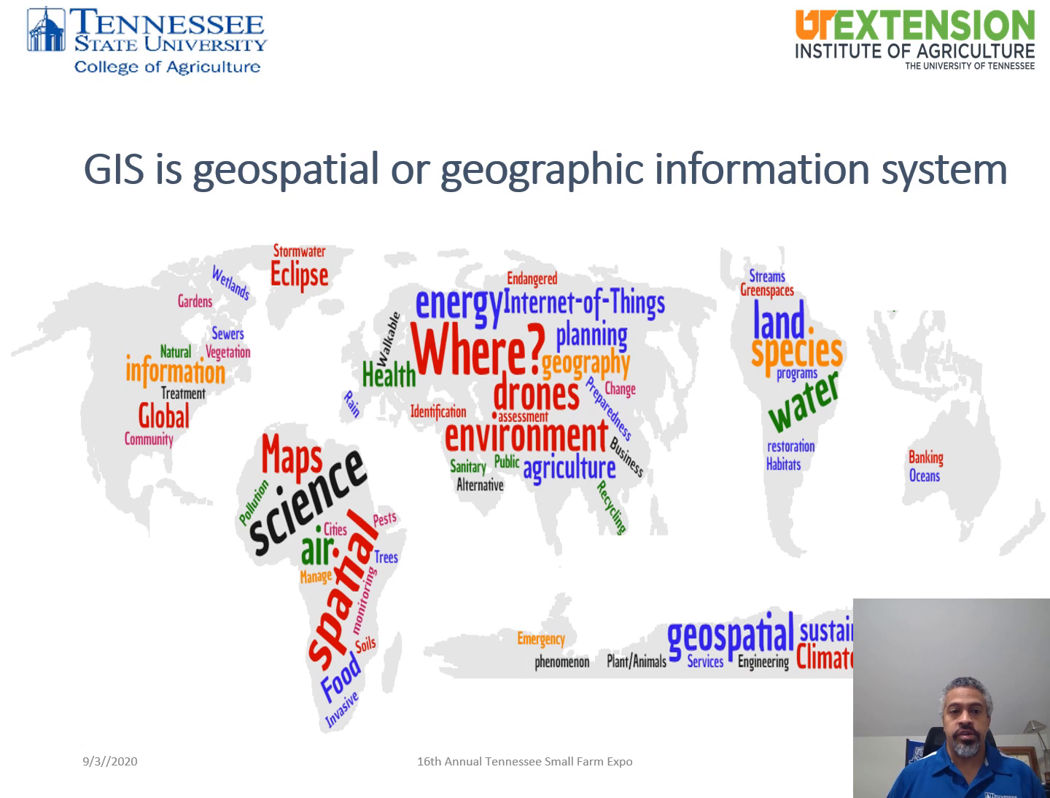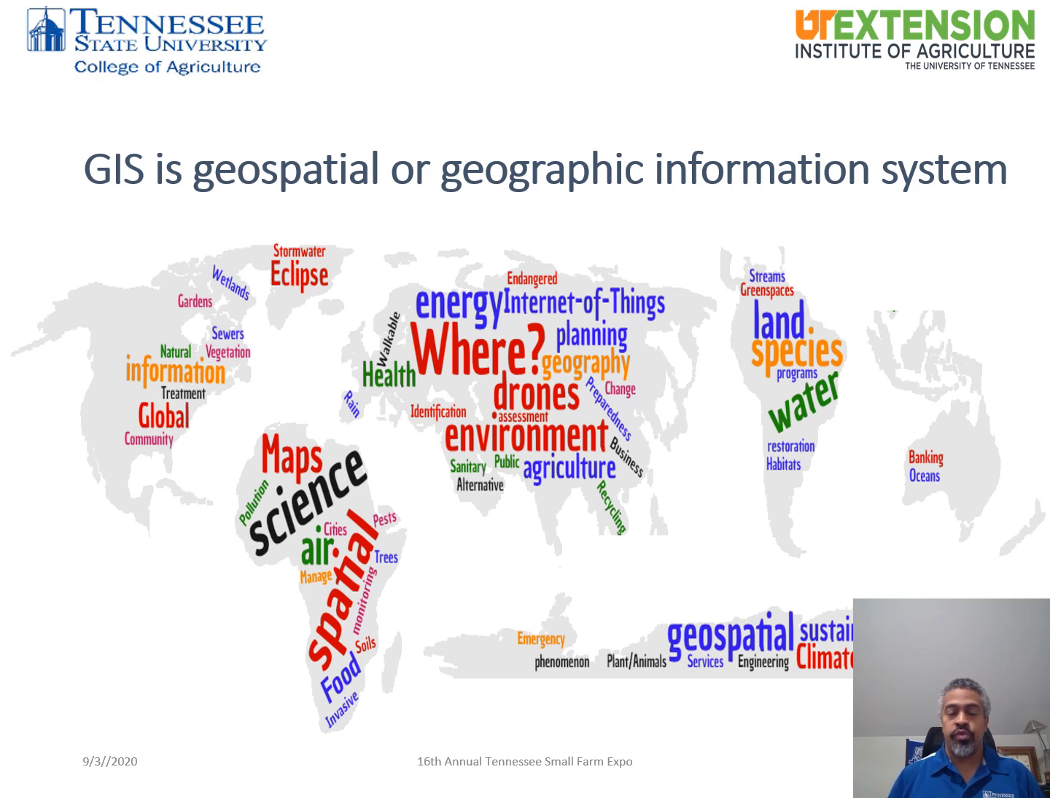So GIS is Geospatial or Geographic Information System, and what we do with GIS is we think of it as the science of where and studying all the questions that have to do with where. And what you see on the screen is just a word cloud of a lot of the various areas that I do work in, any type of spatial analysis, mapping, global type of research.